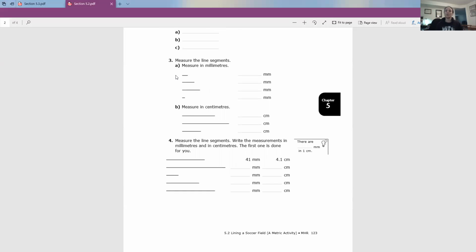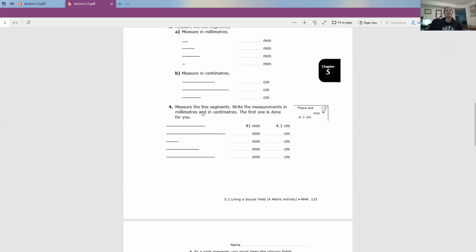And then under part 3 and 4, what I would like you to do is take an actual ruler, go into your books and measure each one of these lines in millimeters, okay? Those are the tiny, tiny units. Part B, I want you to measure them in centimeters.